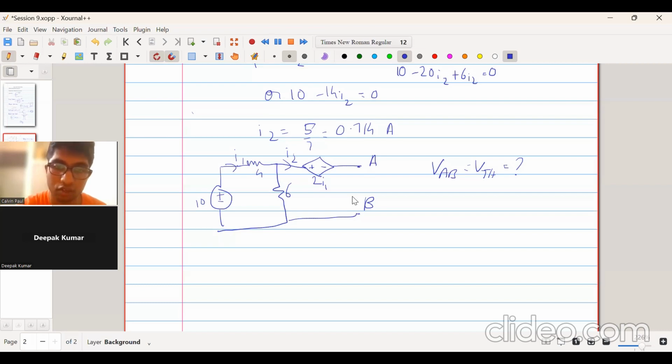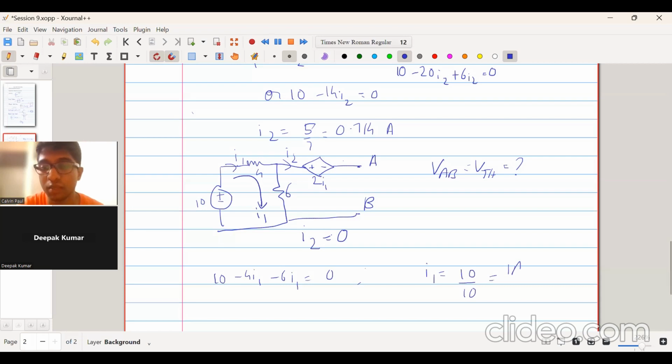So what we must consider is this is open circuit. So this I2 has to be equal to 0. In this condition, I2 is equal to 0. So this I1 current is equal to this thing. When we apply KVL, we get 10 minus 4I1 minus 6I1 is equal to 0. So we get I1 equal to 10 upon 10, that is equal to 1 ampere.